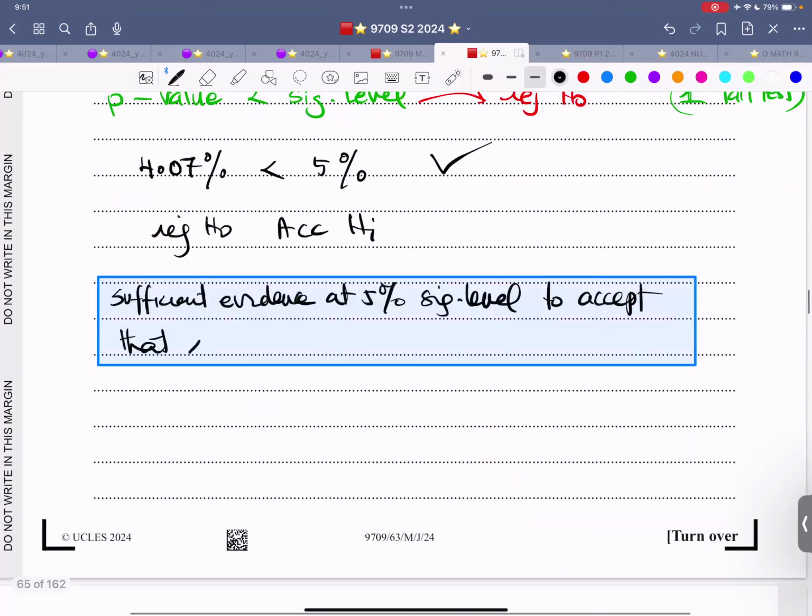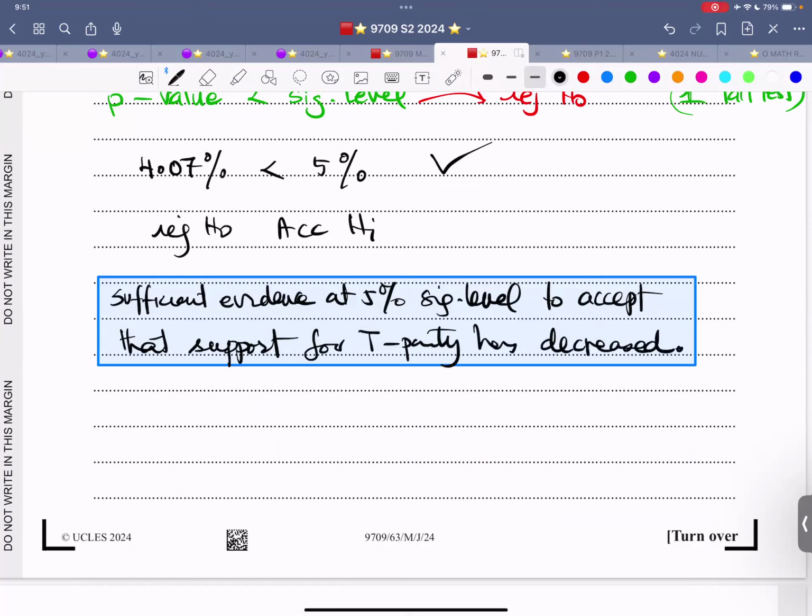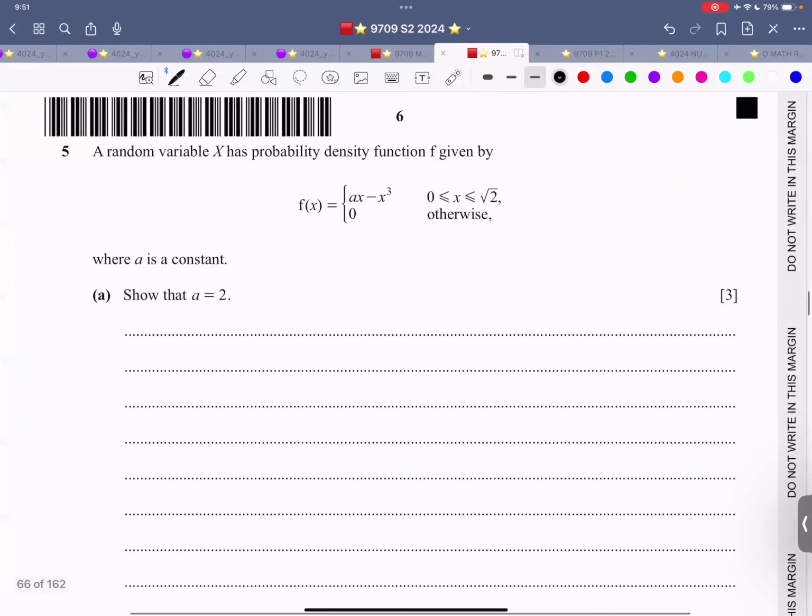To accept that support for Tea Party has in fact decreased. So that is what you have to write. Okay, so that will earn you your marks. So 4 questions are down.